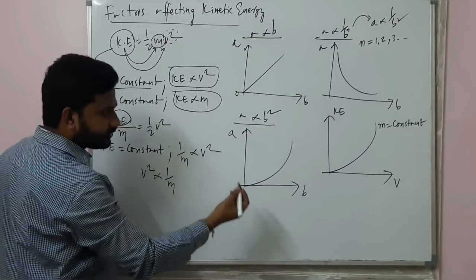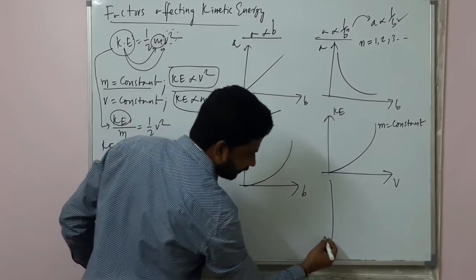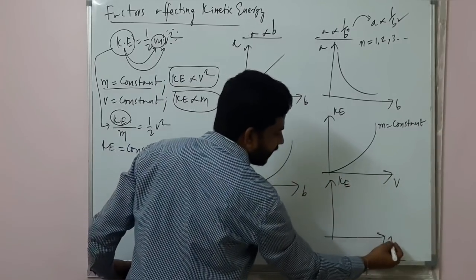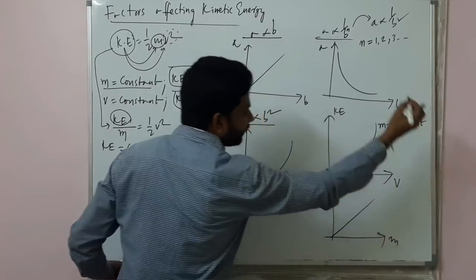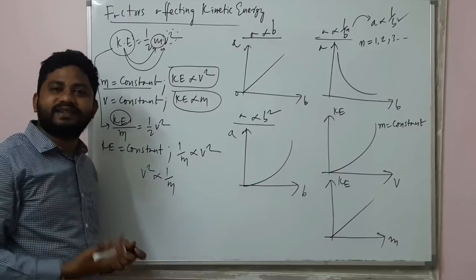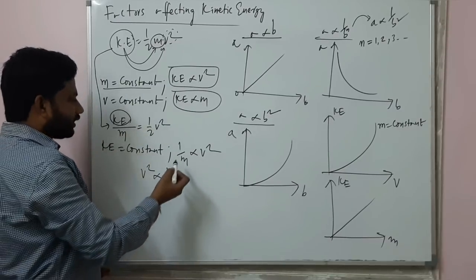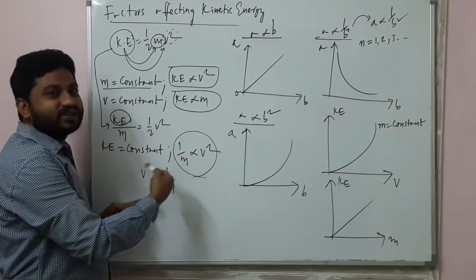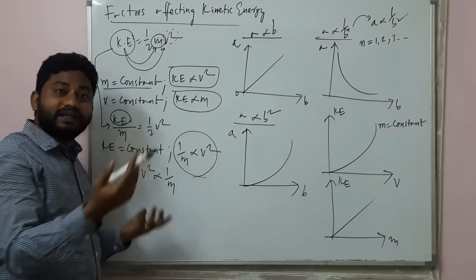So kinetic energy is directly proportional to mass, I'm writing here. So this is kinetic energy and this is mass, where it is directly proportional. Is it clear? So in this way, graphical analysis can be done. And you can draw the graph between this also, where kinetic energy is constant. So that's why I'm not drawing the graph here.